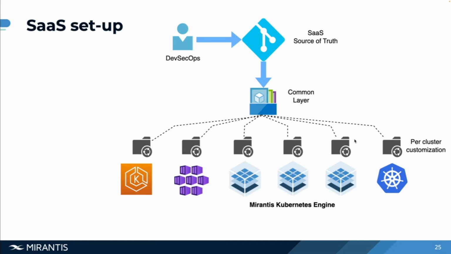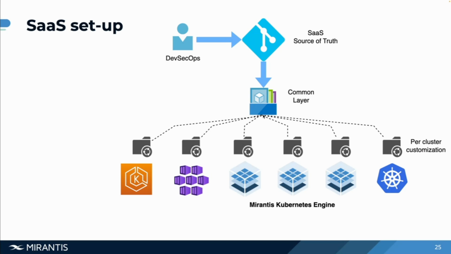And for that, we have a concept of layers. So we have a common layer where we can have all the common components and all the common configurations. And then we have a per cluster customization. So we can say, for example, I want to treat my staging differently to my production. So I want to have a little bit more flexibility on my staging compared to my production, right?